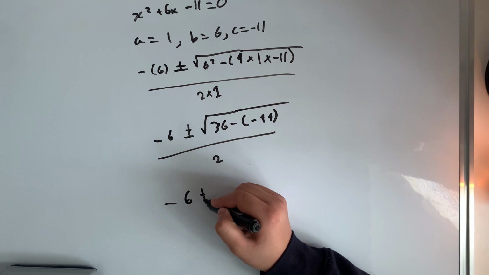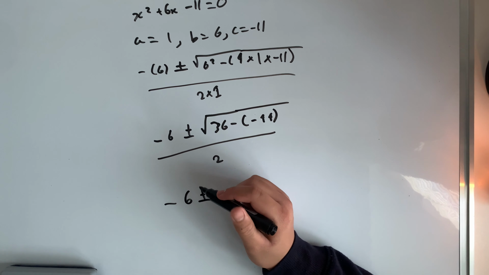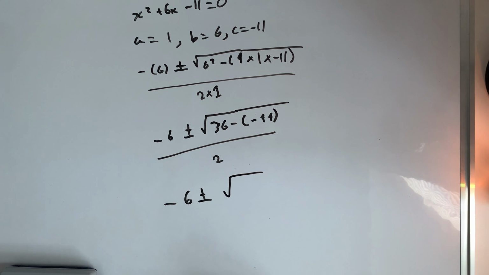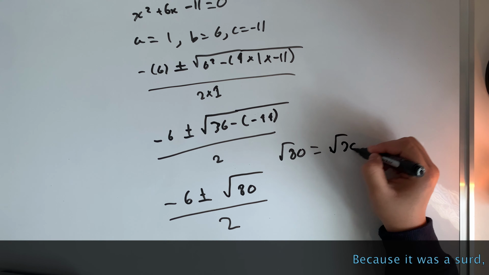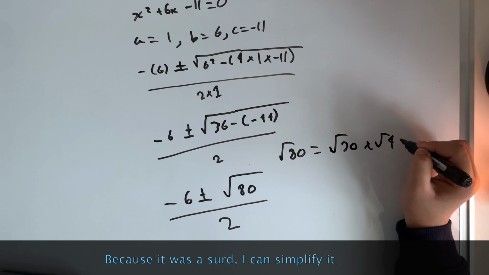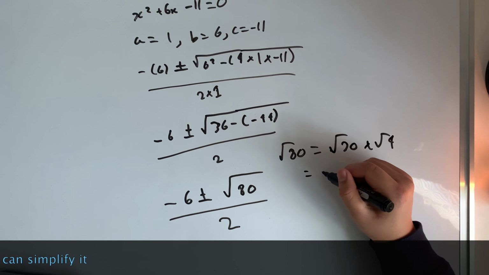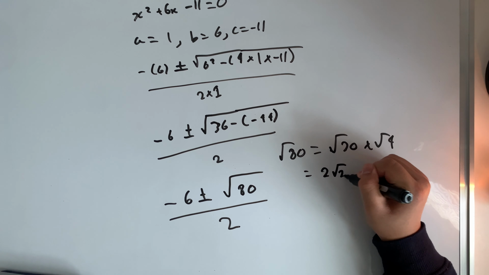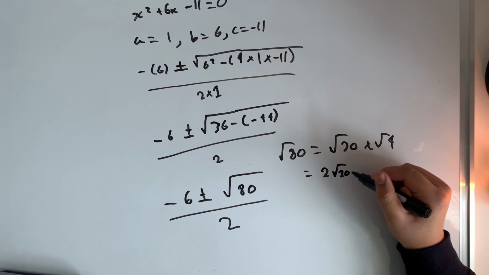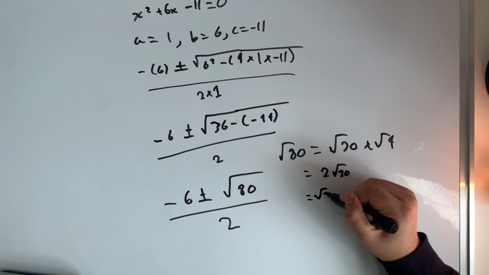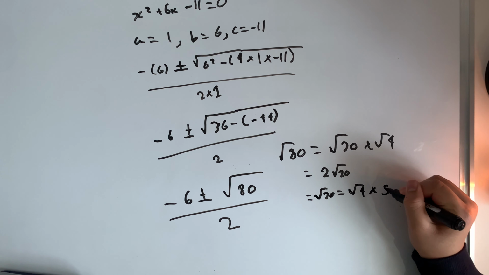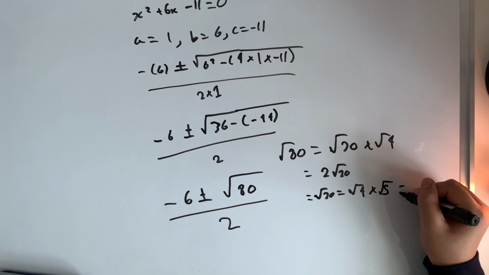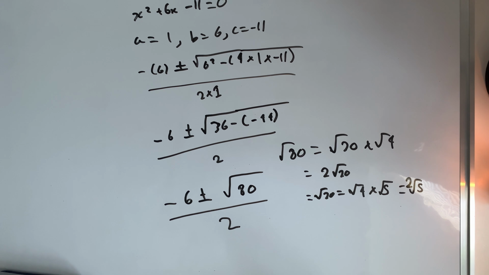The next is -6 plus minus 36 minus -44, simply, which is 80, divided by 2. So square root 80 we can simplify into 4 root 5, and we can simplify the root 20 again. So root 20 equals root 4 times root 5. We can simplify this, that'll be 2 root 5.